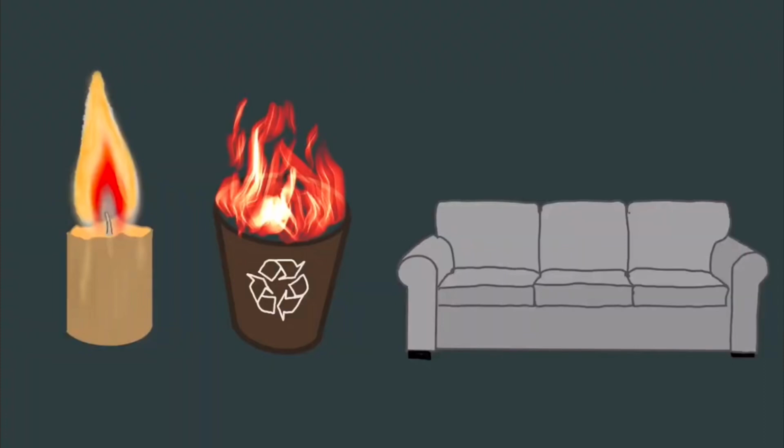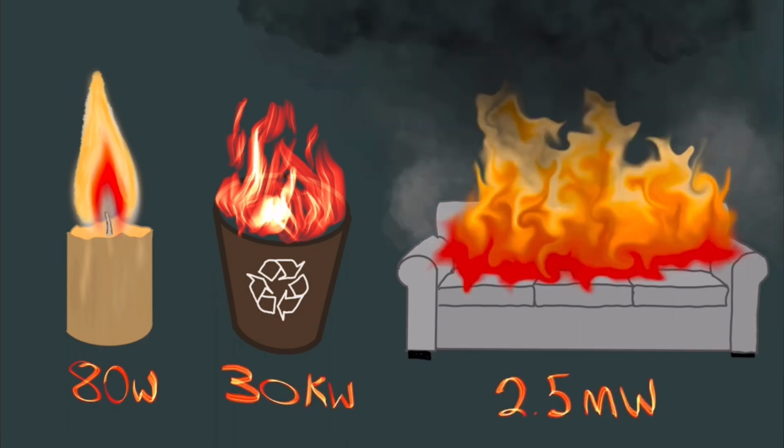So if you take these fuel sources, for example, they will all burn with a similar flame temperature, but the candle will release around 80 watts of energy, the rubbish bin will release around 30 kilowatts of energy, the sofa will release around 2.5 megawatts of energy, and a room that has gone through flashover will release in excess of 5 megawatts of energy.